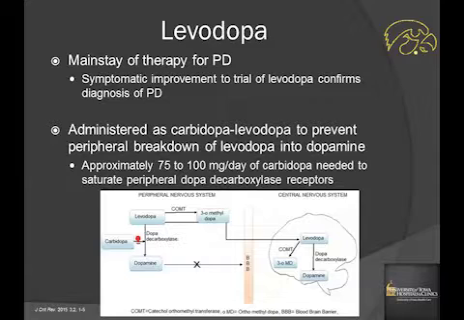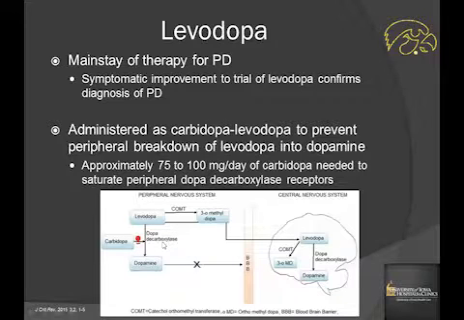Levodopa is administered as a combination medication with carbidopa to prevent the peripheral breakdown of levodopa into dopamine. As we can see here on this schematic down below, levodopa gets broken down into dopamine by dopa decarboxylase in the peripheral nervous system. Now this is important because dopamine does not have the ability to cross the blood-brain barrier. So you can generate all the dopamine you want out in the peripheral nervous system, but it's never going to be effective for Parkinson's disease because it cannot cross the blood-brain barrier and get to where it needs to work.